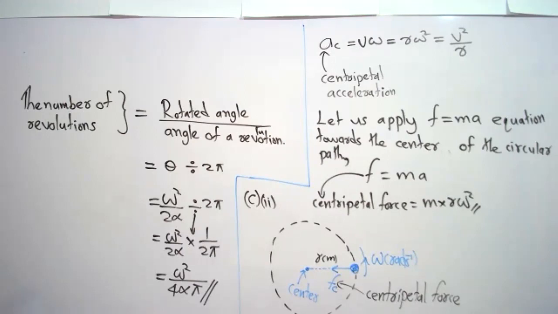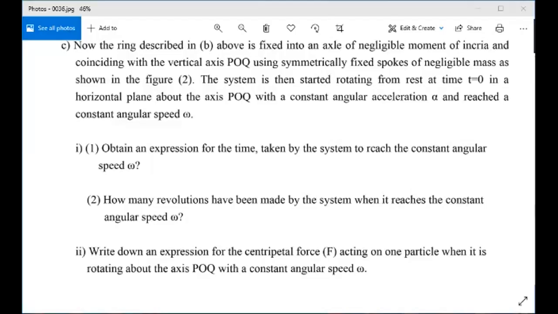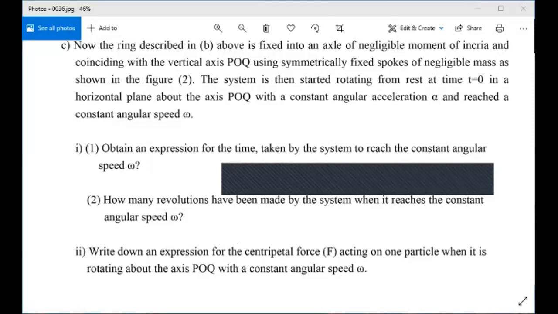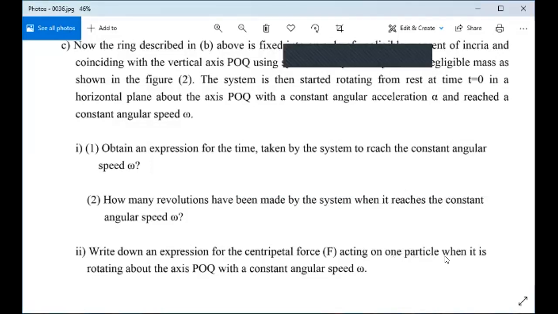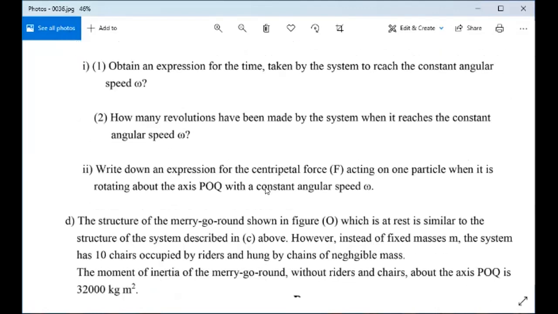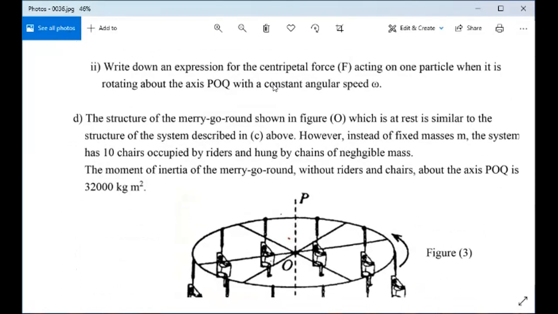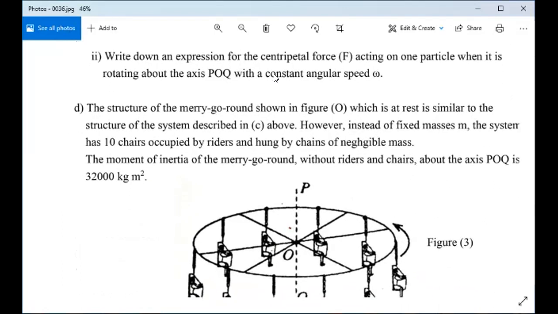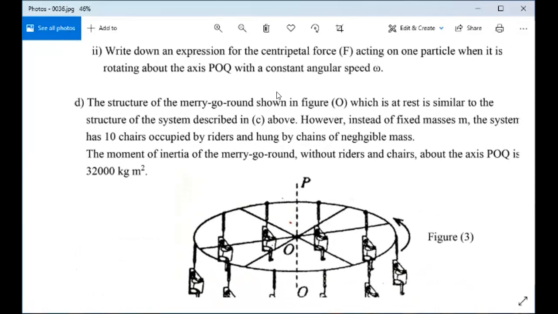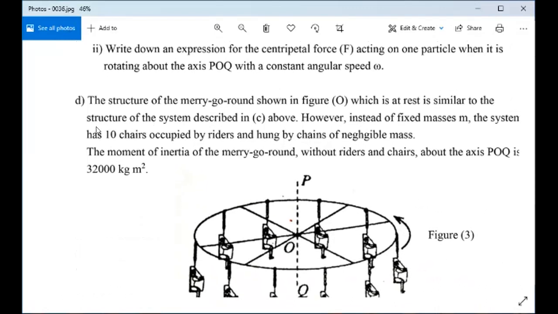While you are writing, let me show you the question. Write down an expression for the centripetal force F acting on one particle when it is rotating about the axis POQ. Now we have successfully answered A, B, C. Now let us go for question D. What is D? Let me read it.